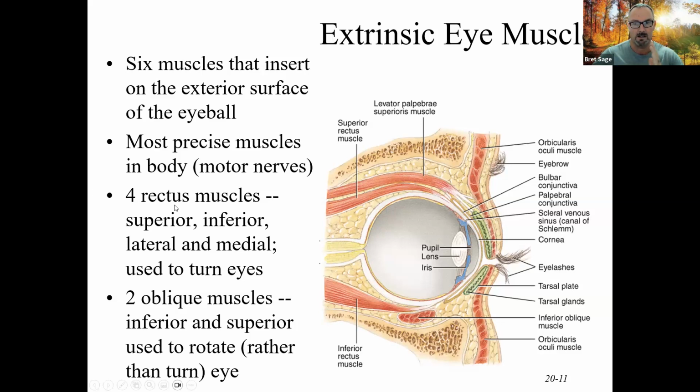The term rectus means straight down the middle. And those would be the superior on top, inferior on the bottom, lateral towards the sides, and medial towards the center. They are used to turn the eyes. And when we mean turn the eyes, it means looking without moving your head. So you can look without having to move your head. There are 2 oblique muscles that move at an angle. They basically rotate the eye like this so that you can center your vision better.